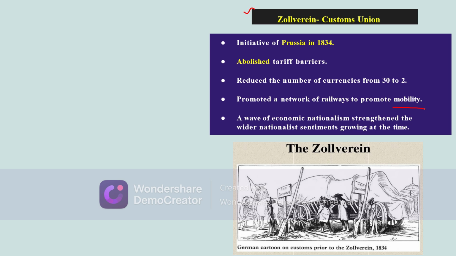So Zollverein had solved the major issues of the merchants and other traders. What they faced, those issues had been solved by Zollverein, and it was the initiative of Prussia. Whose initiative it was is again a 1 mark question, in an MCQ they can ask. Zollverein Customs Union together they can ask for 2 or 3 marks.